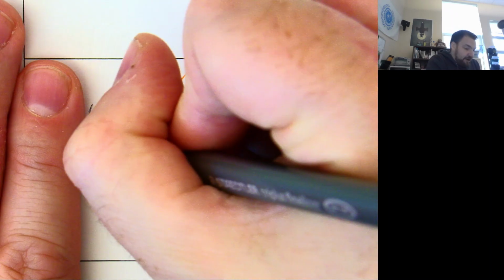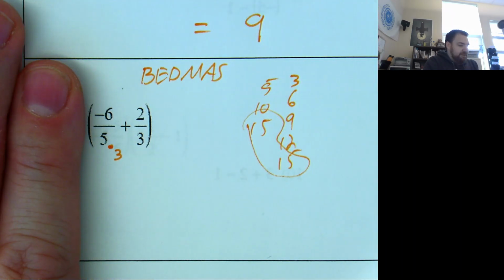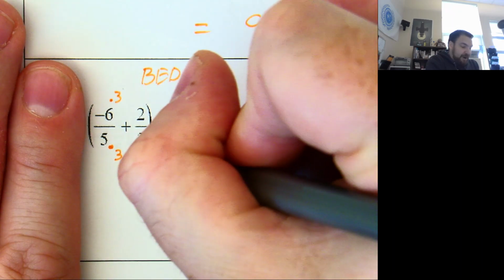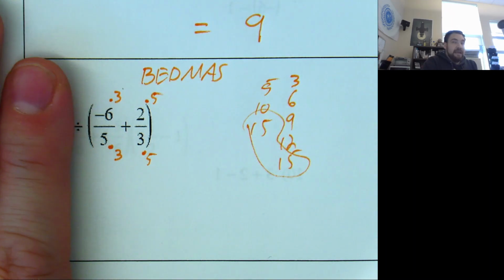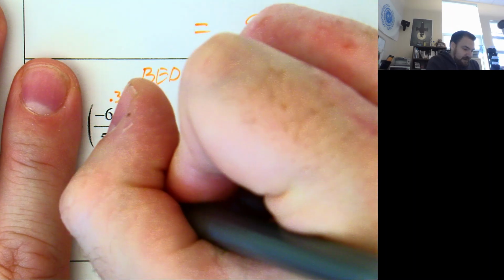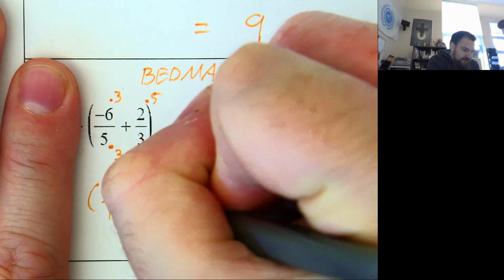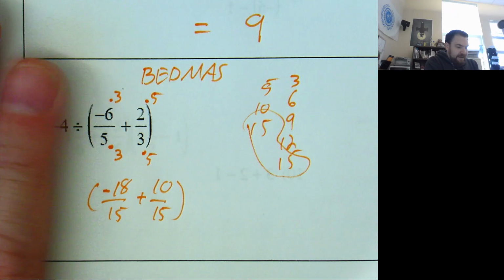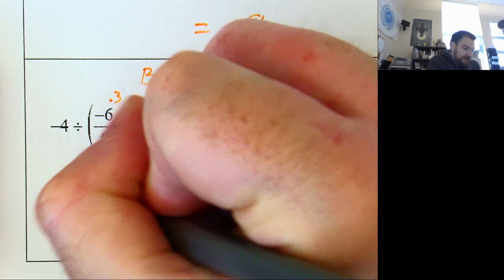So what I'm going to do here is multiply 5 by 3. And whatever I do to the bottom, I do to the top. And I'm going to say 3 times 5. Whatever I do to the bottom, I do to the top. I'm going to get negative 18 over 15 plus 10 over 15. And I'm going to write down the thing we haven't dealt with. Negative 4 divided by.